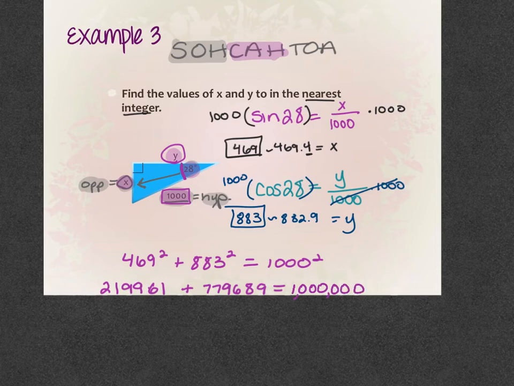So 219,961 plus 779,689, and I get 999,650. So I know it's not exact because I rounded them to the nearest integer, but I know it's at least close to my answer and I'm on the right track.